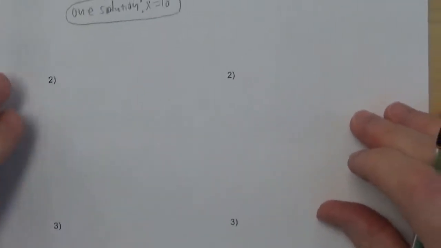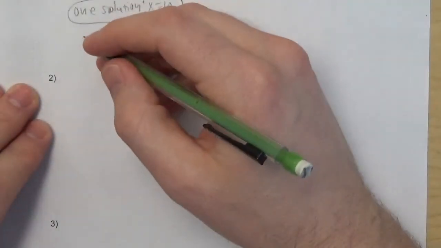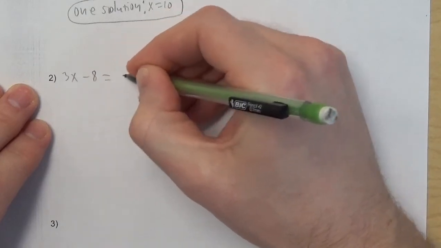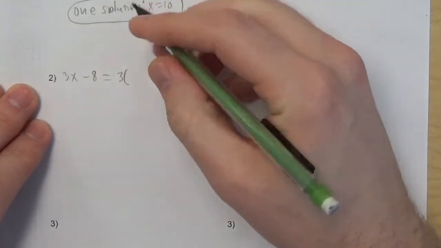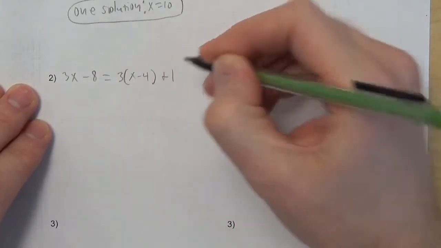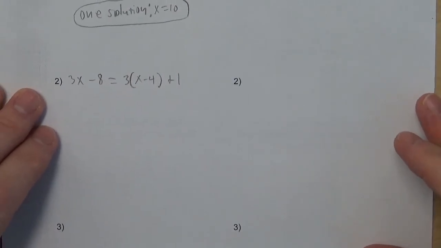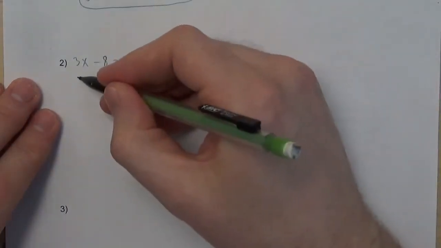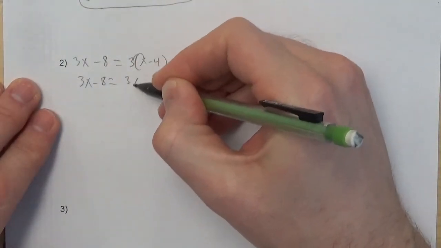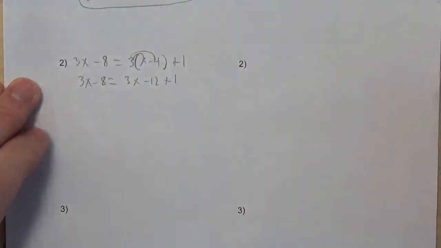Let's take a look at another one here with number 2. We've got 3x minus 8 equals 3, and then in parentheses x minus 4, and then outside parentheses, plus 1. Okay, let's begin to solve this and see what we run into here. There's no parentheses on this side, so just bring this down. 3 times x is 3x. 3 times negative 4 is negative 12. And then we have a plus 1 here.